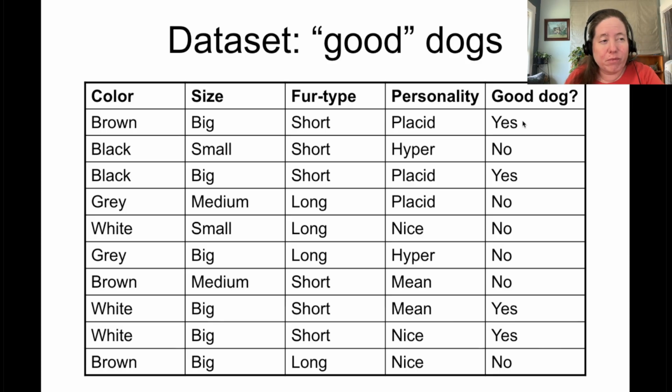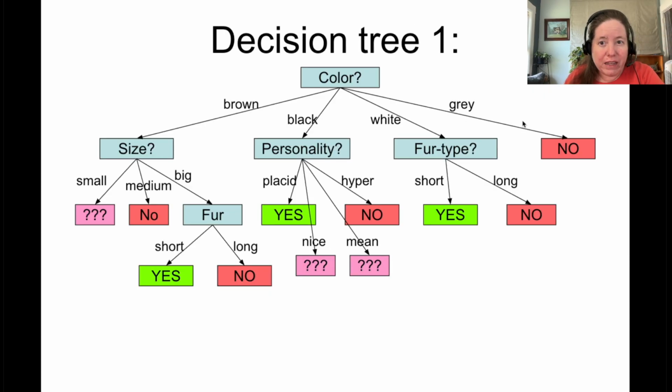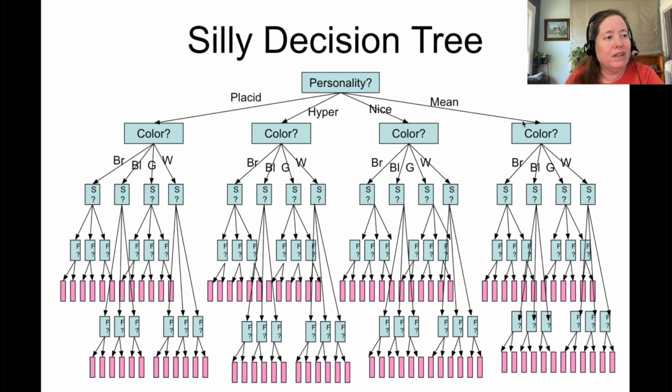So from that, we might build this tree. We could also build other trees. So to give you a ridiculous example, suppose that I ask about personality type first, and then color, and then size, and then fur type. You can see this tree looks kind of ridiculously large because we're asking about every color at the same point, and we end up having to ask about all of the attributes because I carefully chose this to be maybe the worst decision tree for this particular data set that we might have.